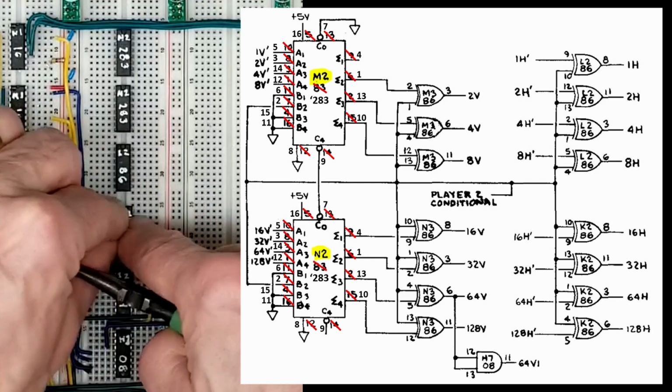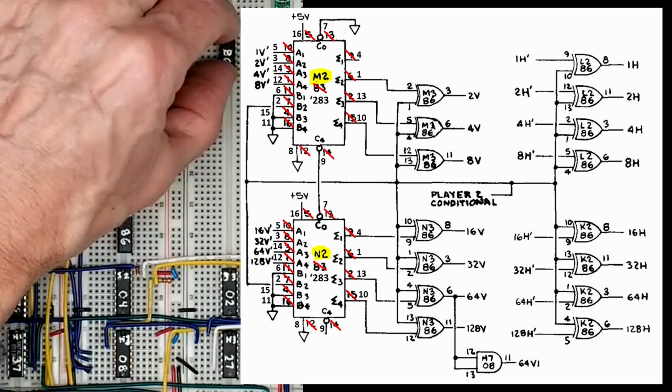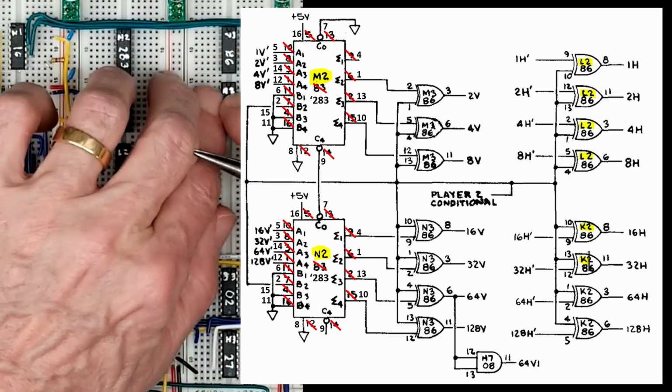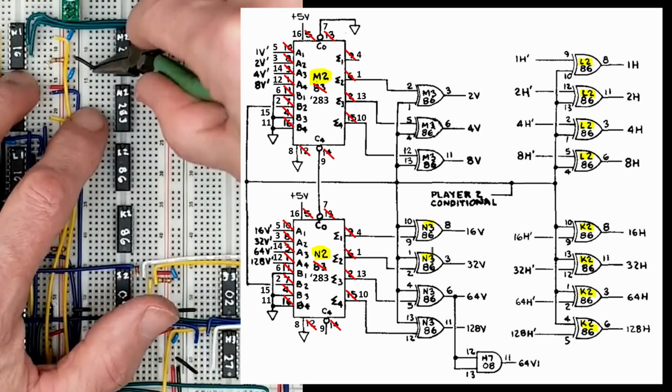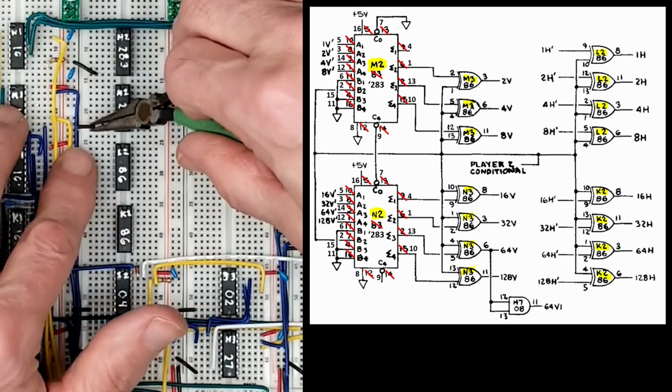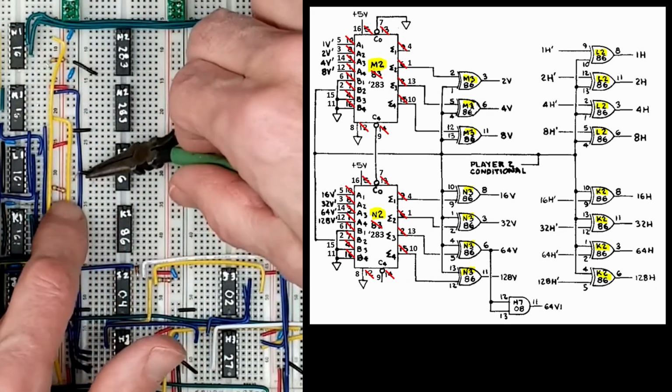We'll also need 4 7486 quad exclusive OR gates in Love 2, King 2, Nancy 3, and Mary 3. Flip logic is used when player 2 is up on a cocktail table model.